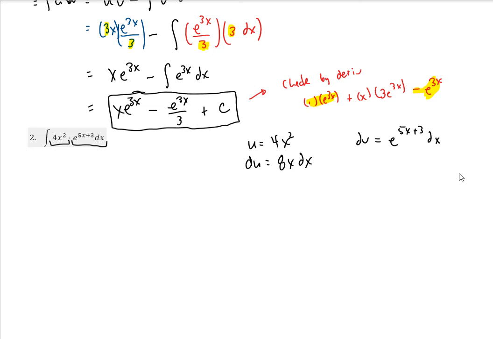Okay, and then with our v, to find v, the antiderivative of an exponential is itself, e to the 5x plus 3. And then with this, it really is just the constant rule. The 5 is attached to x, so that means we have to divide by the 5 to get it set up correctly. Okay, and then, oops, no dv needed afterwards.